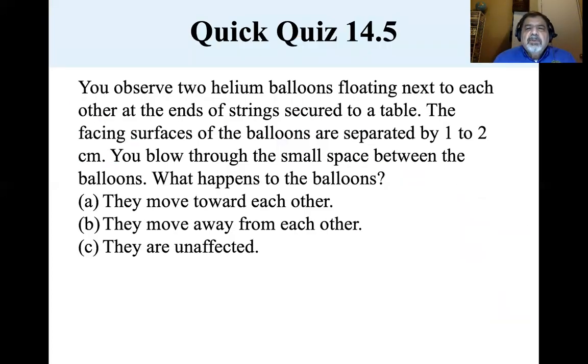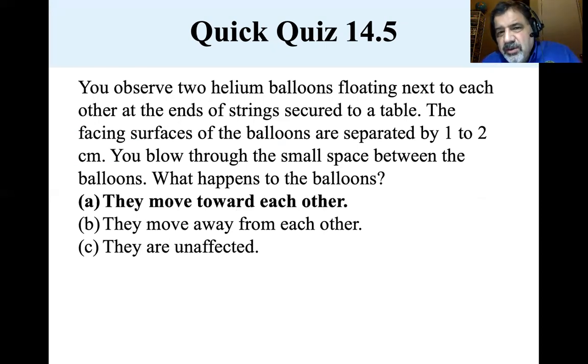So you observe two helium balloons floating next to each other at the ends of strings secured to a table. The facing surfaces of the balloons are separated by 1 to 2 centimeters. You blow through the small space between the balloons. What happens to the balloons? Well, imagine these balloons are separated by just a little bit. If you blow between them, what did we just discuss? Bernoulli's equation. So if you blow between them, you've got velocity here. The velocity increases. It was 0 before. The pressure between them decreases, so they're going to come together. They move toward each other.